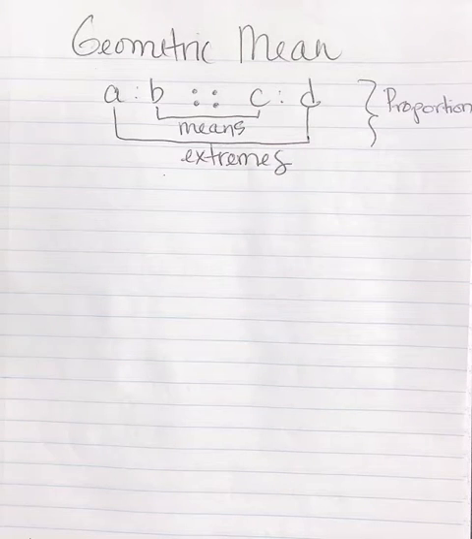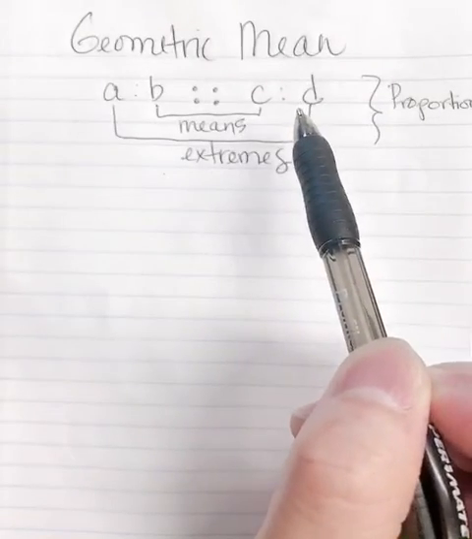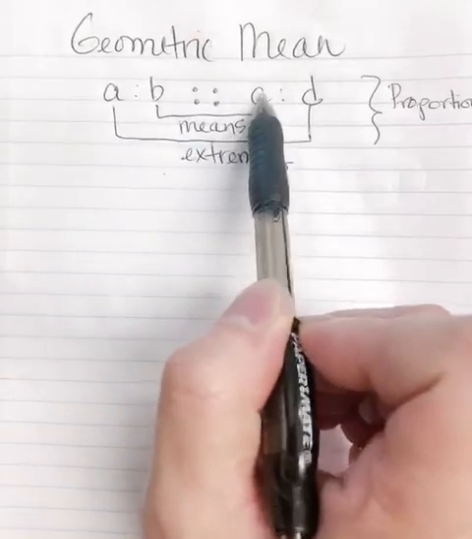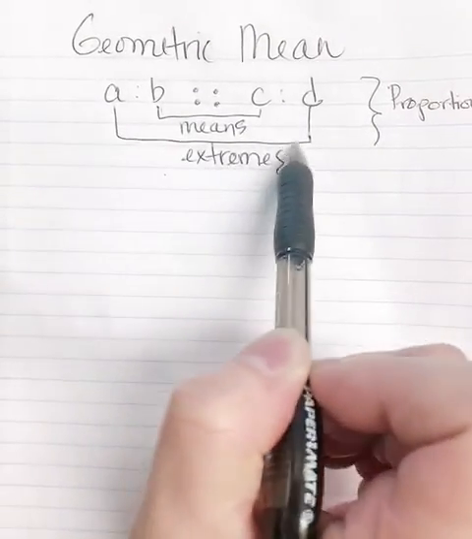Hi students, today I will be discussing the concept of geometric mean and how to find the geometric mean of two numbers. Before we talk about that, let's review a little bit about the proportion property that says if two ratios are proportional, then the product of their means is equal to the product of the extremes.